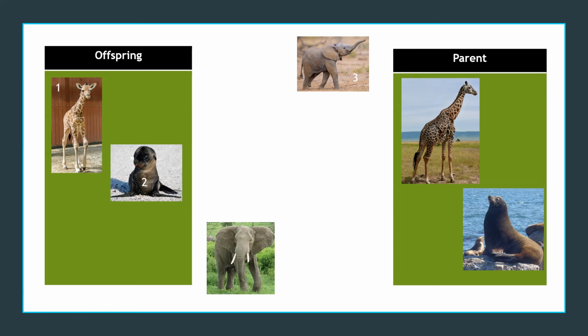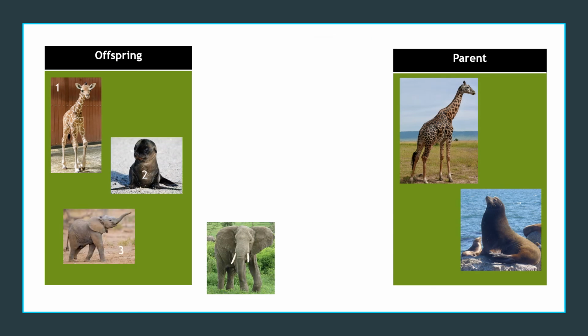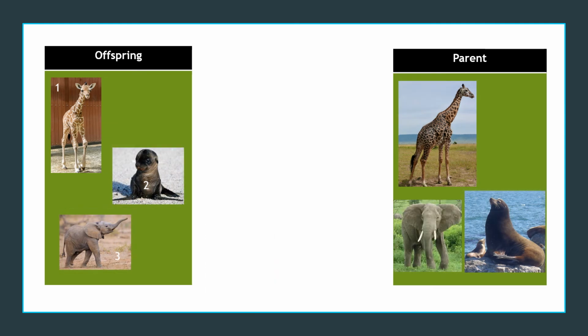And then we're left with a baby elephant. And if you look at this elephant, the baby is a smaller version of this parent. The baby does not have tusks yet, and it's a lot smaller, but they definitely look like they belong together. Let's try some more.